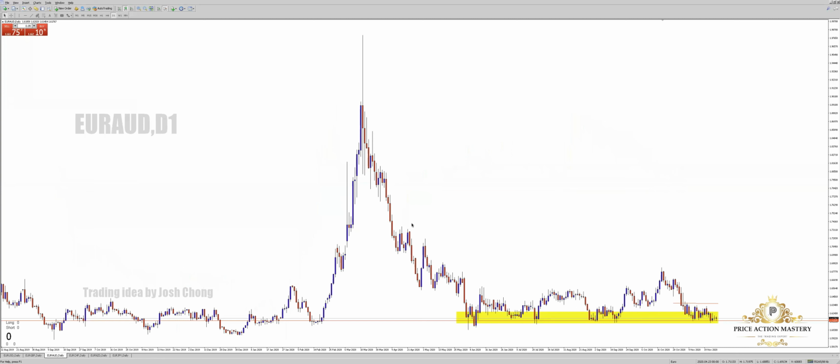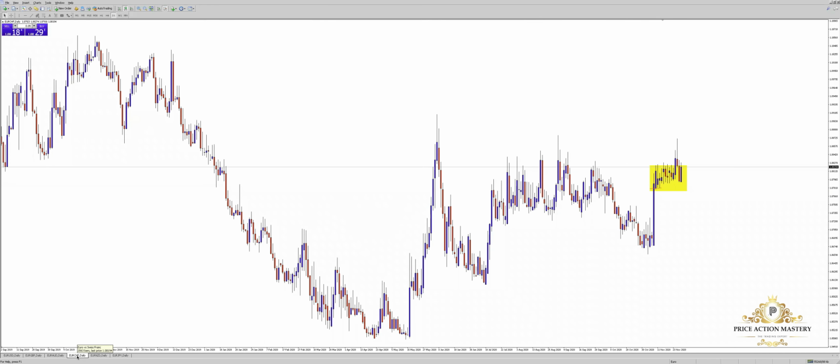Okay, Euro Aussie. Basically the market is at a very strong support, so I'm not going to look into it. Euro CHF, a very clear support area. You can see a very clear support over here. And trend wise, yes, it's in an uptrend, so buy will be favored.